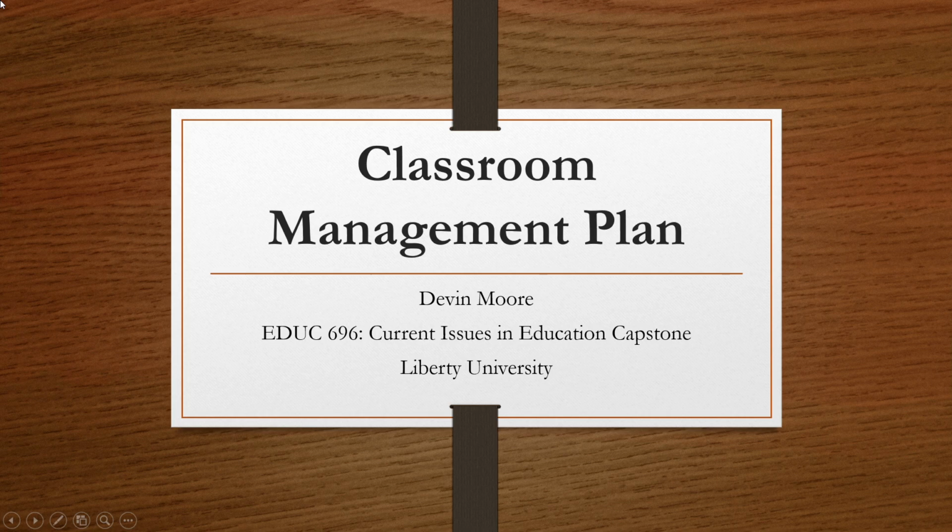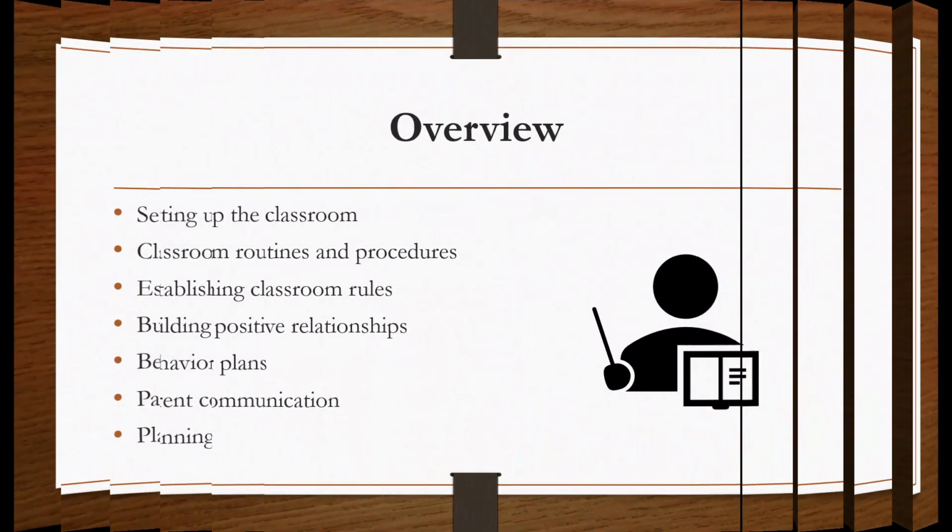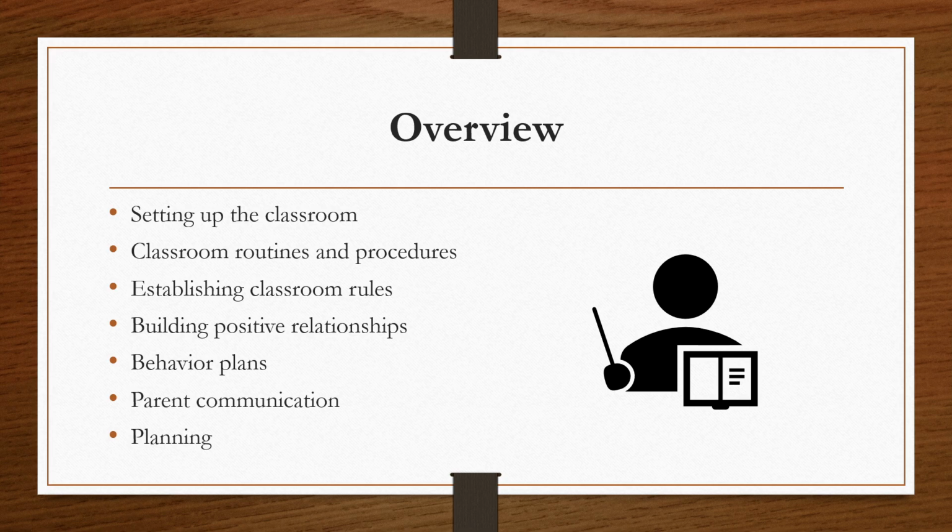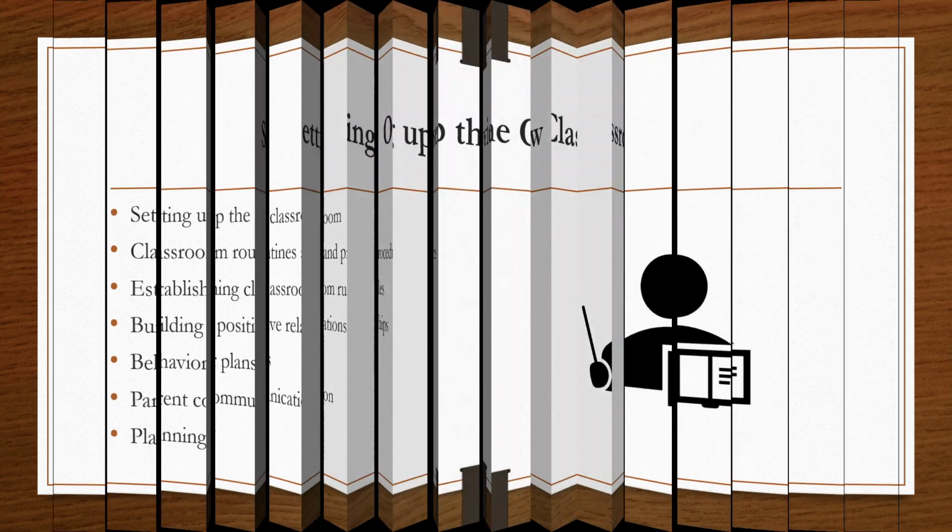Hello. Today we'll be taking a look at creating a classroom management plan for a primary elementary classroom. Throughout this presentation, we will be looking at setting up the classroom and thinking about classroom routines, procedures, and rules within the classroom. We will also take a look at building positive relationships, consider behavior plans, and how to communicate with parents. Lastly, we will look at the beginning stages of planning to ensure we are meeting the needs of all learners. Let's begin by taking a deeper dive at setting up the learning space.